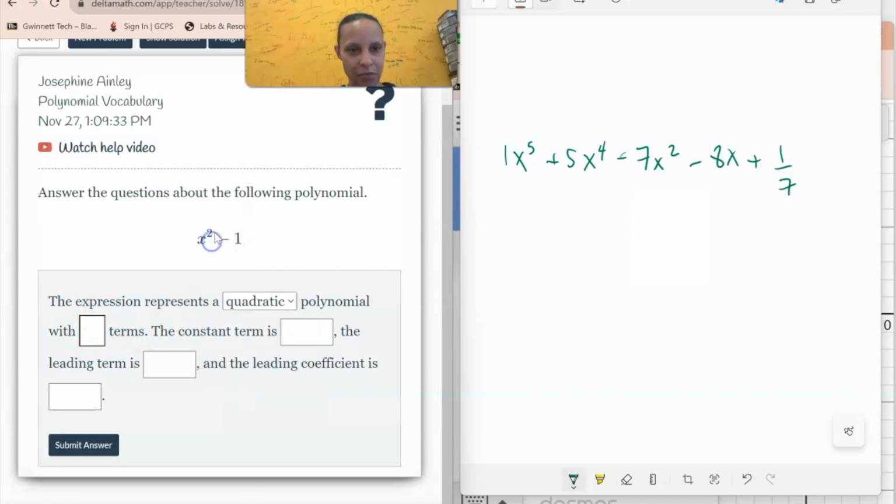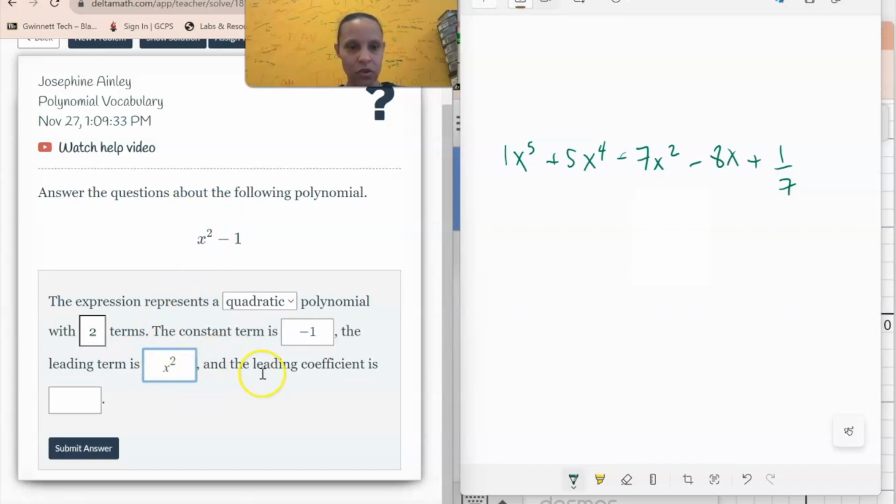How many terms does it have between each plus and minus? There are 2 terms. The constant term, that's the one without the x, is -1. Make sure you don't forget that negative. The lead-in term, so the one that's first after you put it in order, this one's already in order, is x squared. The leading coefficient, so that means you look at the lead-in term, then you look at the number of that term, is an invisible 1.